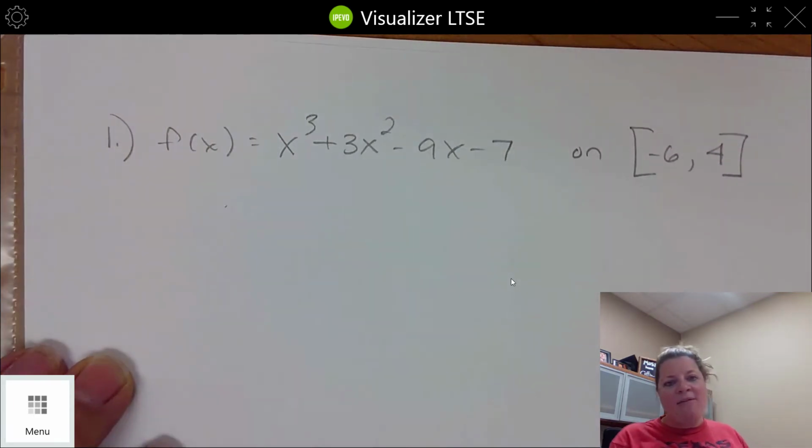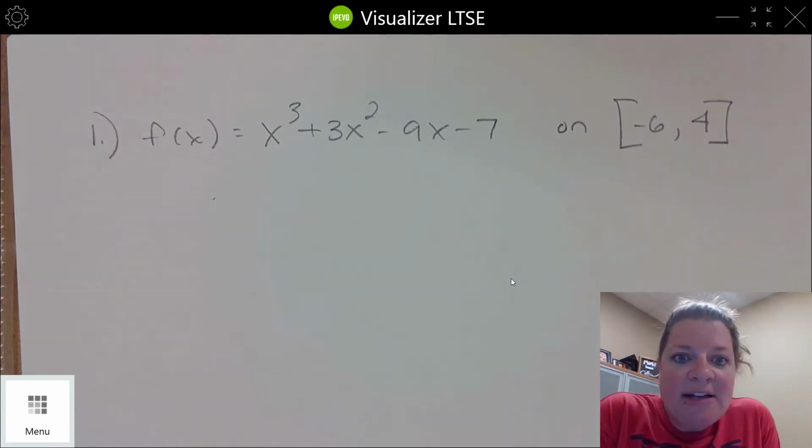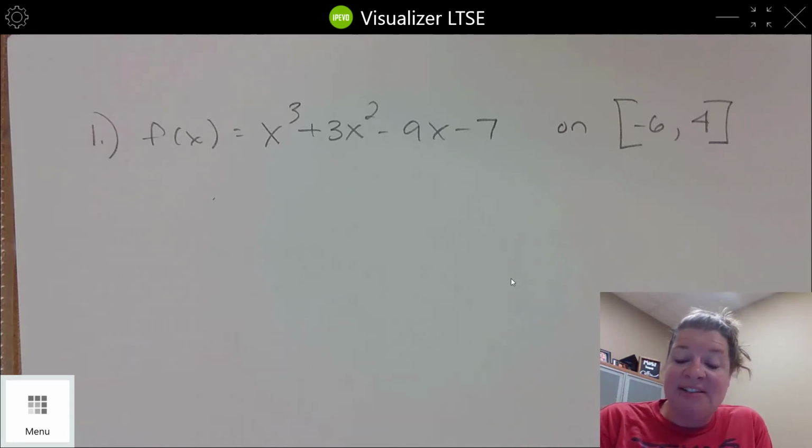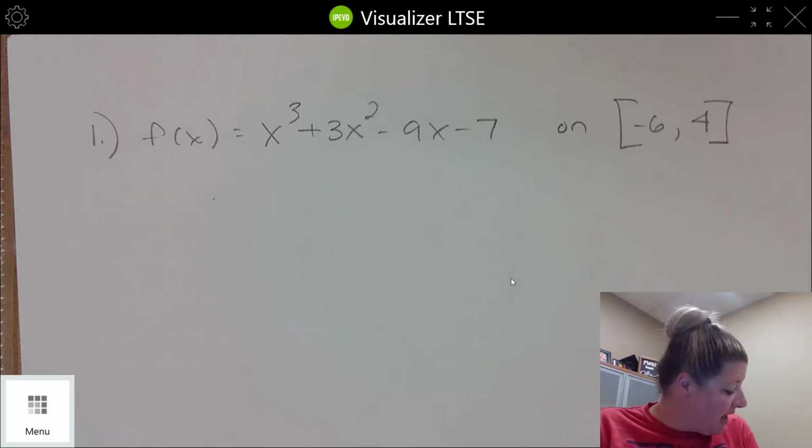Okay, so I have x to the third plus 3x squared minus 9x minus 7. And it is only on the interval from -6 to 4. I don't want to go beyond that.